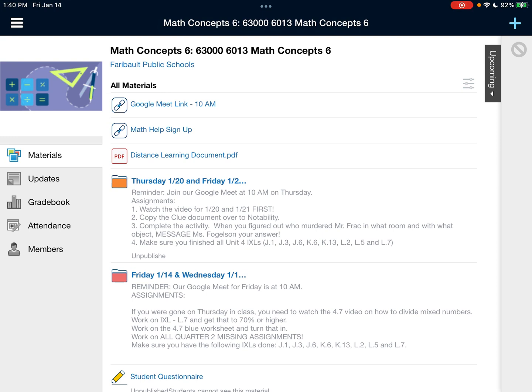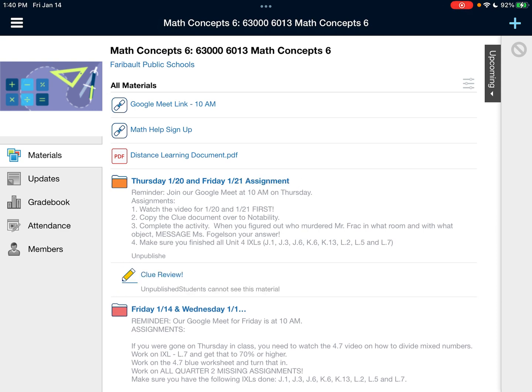And then the last thing you need to do is make sure you have finished all of those IXLs for Unit 4. We are done with Unit 4, so I need you to make sure that you are completed with all of your IXLs so that when we take our test, you know exactly what to do. Those IXLs are J1, J3, J6, K6, K13, L2, L5, and L7. Remember, if you have questions, please send me a message.